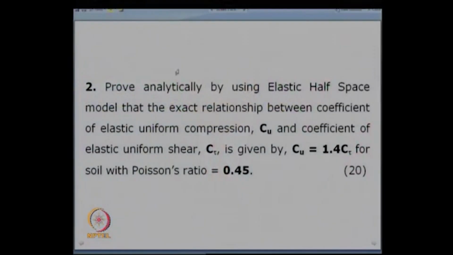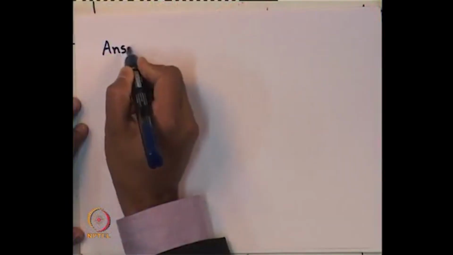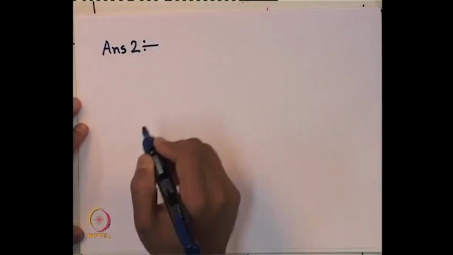Next, let us move to problem number 2. Let us see what was problem number 2 in the slide. Let us skip it here. We need to prove analytically that using the elastic half space model, the exact relationship between C u and C tau is given by this if the Poisson's ratio of the soil is 0.45. Let us see how we can prove this expression. So, the answer of question number 2 we are now writing.